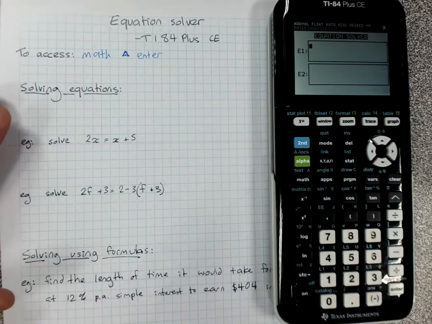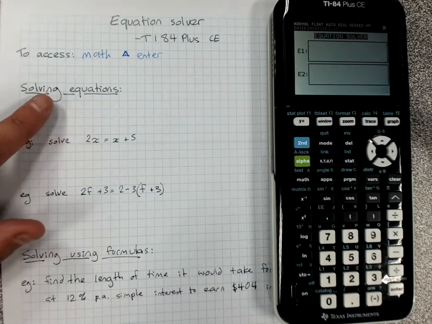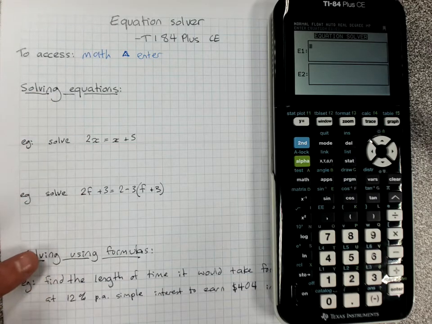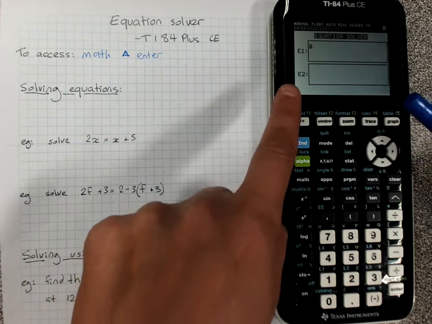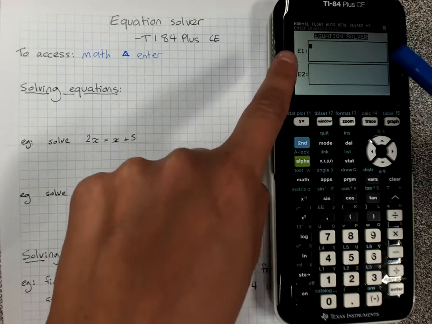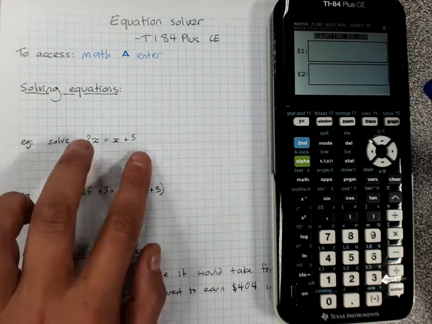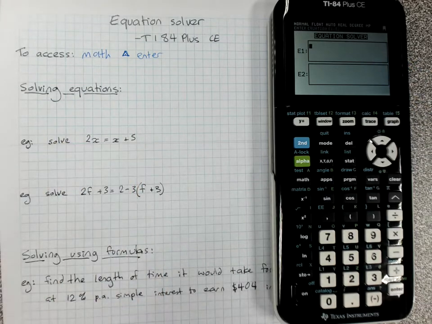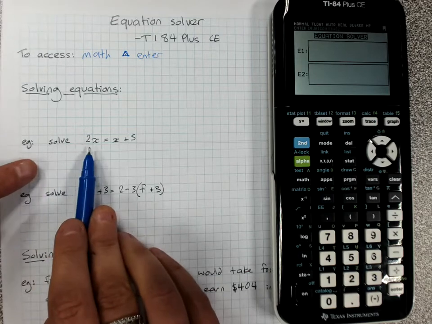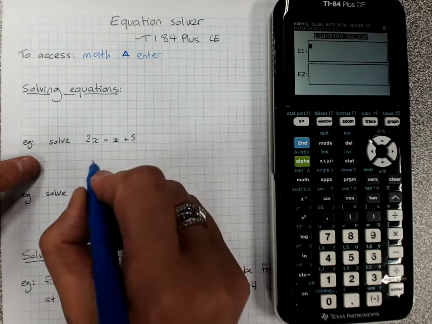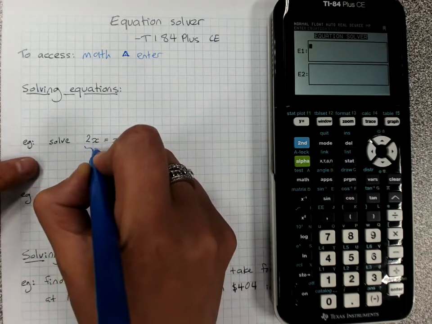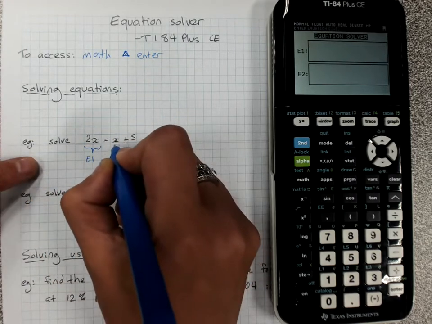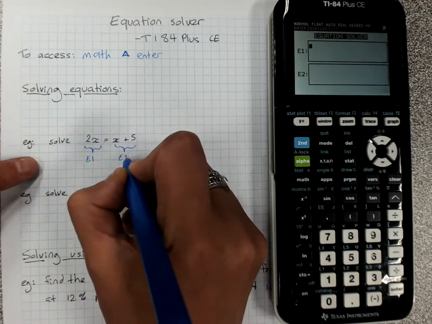Now there's two ways that we can use the equation solver. We can use it to solve an equation or find the answer when we've got a formula. And what we need to remember is that we put both sides of the equal sign in the two boxes. So if I need to solve 2x equals x plus 5, this side goes in equation 1, this side goes in equation 2.